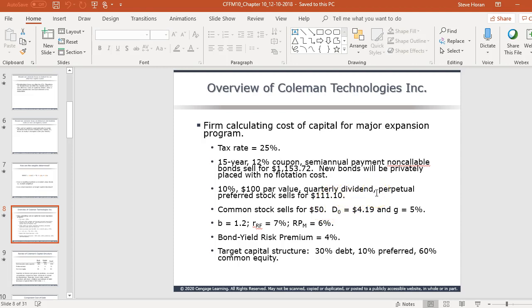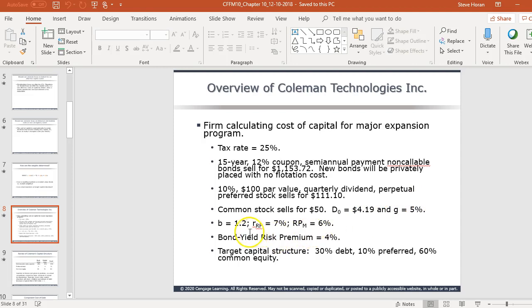Remember that perpetual means forever, so as long as somebody owns that preferred stock, they will receive a dividend. 10% of $100 is $10. They have common stock on the books. The market value of that stock is $50. The D0, the dividend today, is $4.19, and they're forecasting a growth in dividends of 5%.